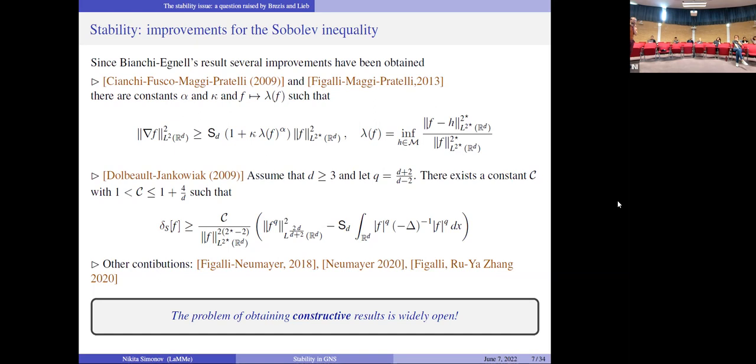Of course, for the stability result of the Sobolev inequality, a lot of people now working on the problem have different results. There is one very nice by Figalli and Zhang, in which they basically prove stability for the Lp Sobolev inequality. Now it's published in this paper. But the problem of constructive estimates and, let's say, explicit constants here is basically still open for a lot of inequalities.